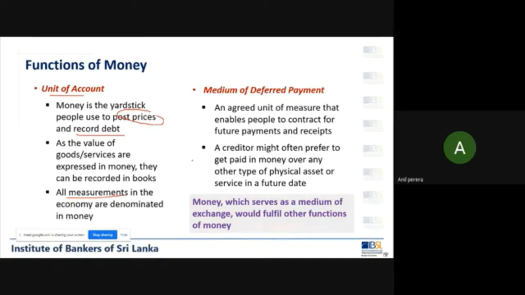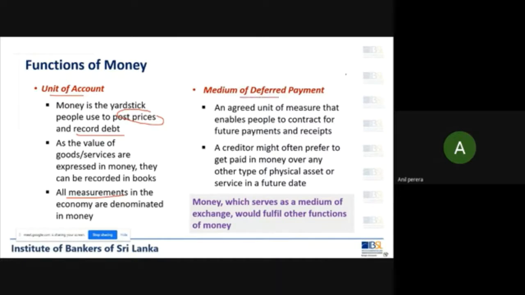In the past, you may have had different measurements. For example, in the past, you may say, okay, one cow equals 10 fish. It's a different measurement. But today, we have a common measurement, that is money. Even fish, even cow can be measured in terms of money.